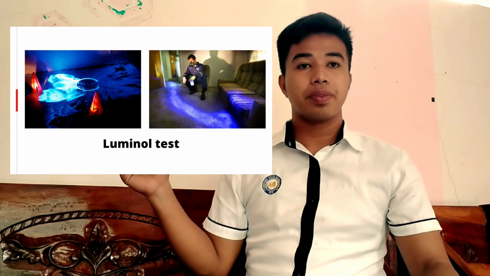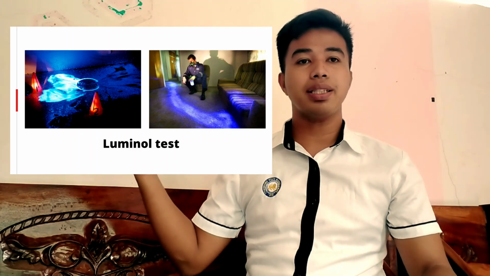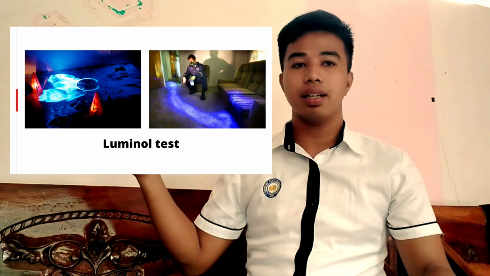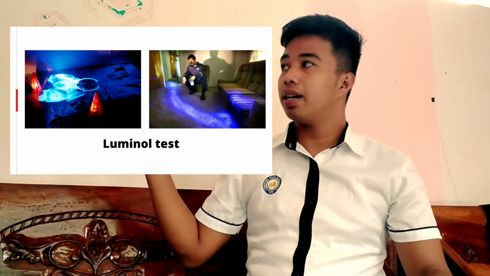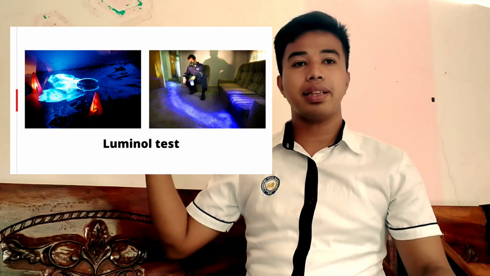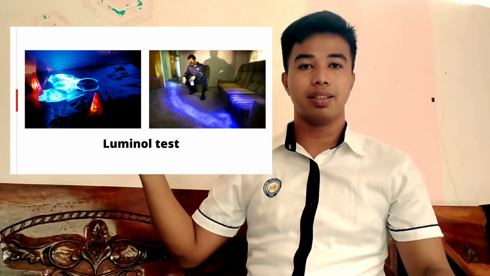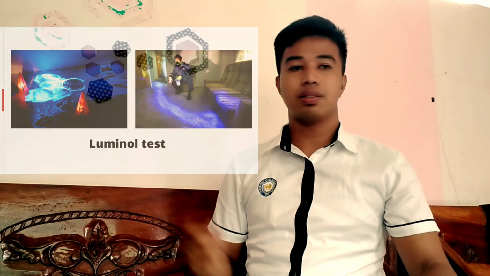The second one is the luminol test. It is a chemical that exhibits chemiluminescence. As you can see in the image, it gives a striking blue glow when mixed with an appropriate oxidizing agent. As you can see in the image, it glows bright in the dark when it comes in contact with the blood.